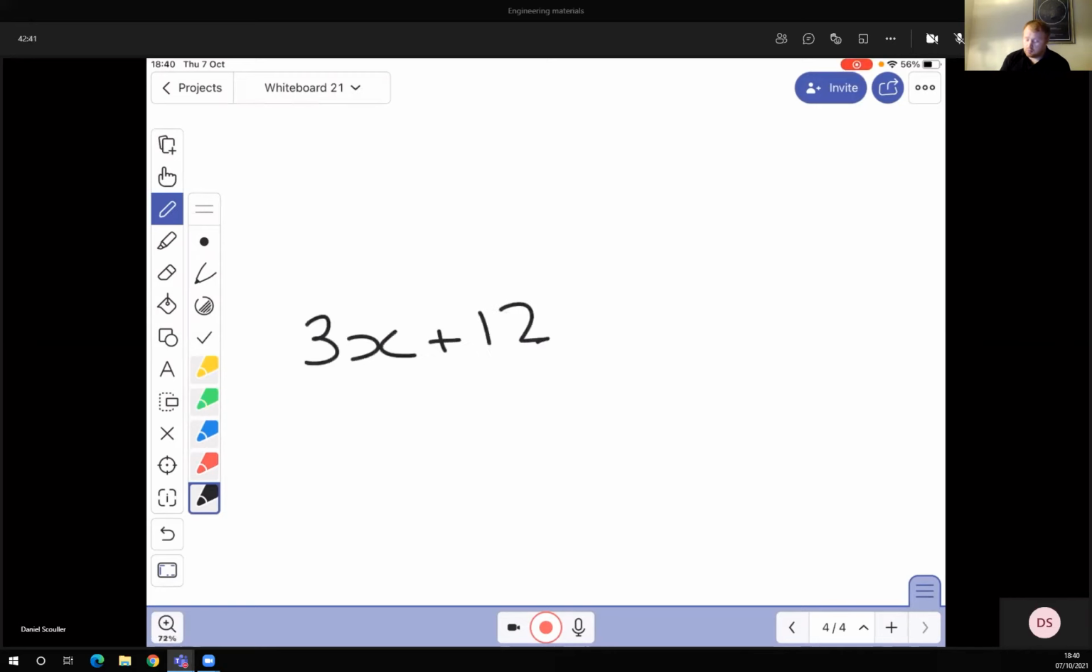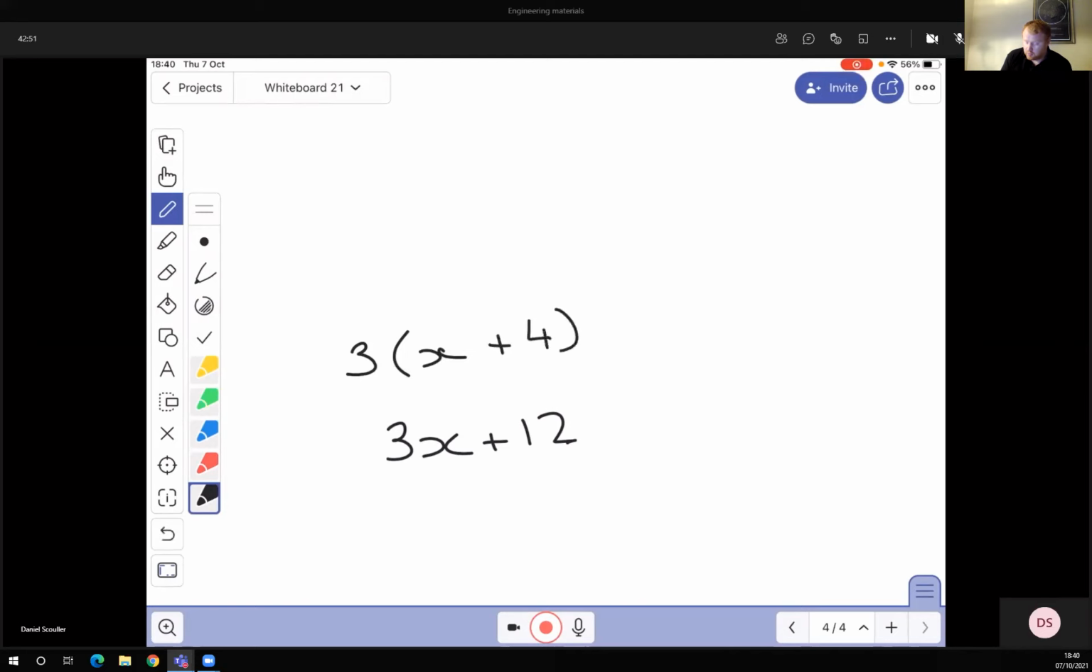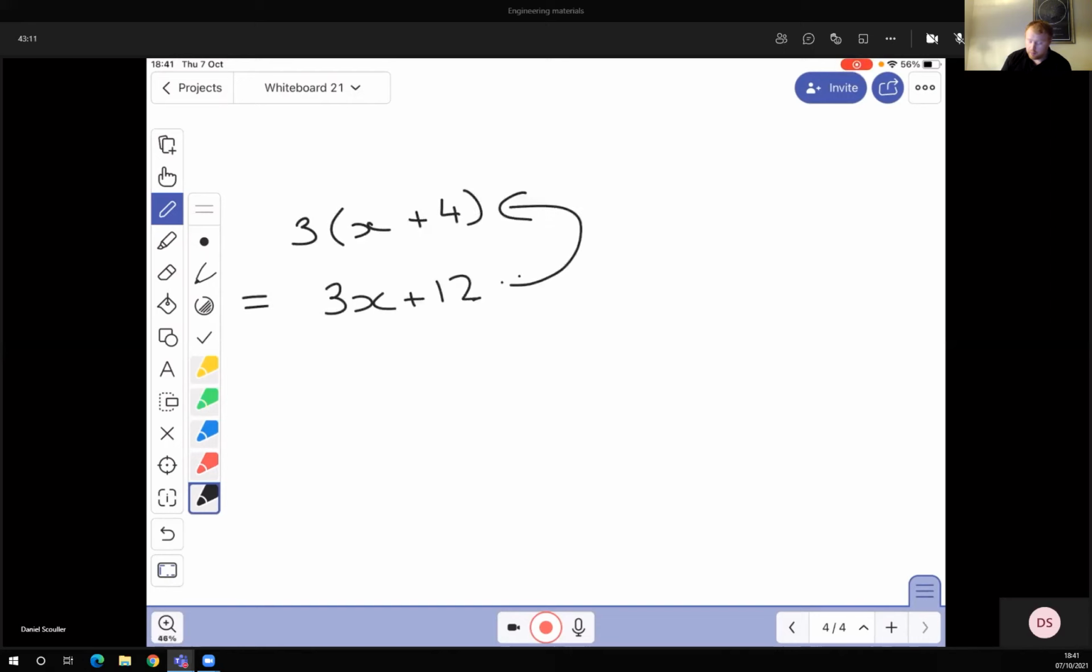So we're familiar with that sort of setup. Previously we worked with a bracket and we broke out the bracket. So we broke out a bracket 3x plus 4, and that would equal 3x plus 12. So we've been working in that direction with algebraic expressions. What factorising allows us to do is take that expression and go backwards and put it into the bracket. So how do we go about doing that? We look for a common factor.